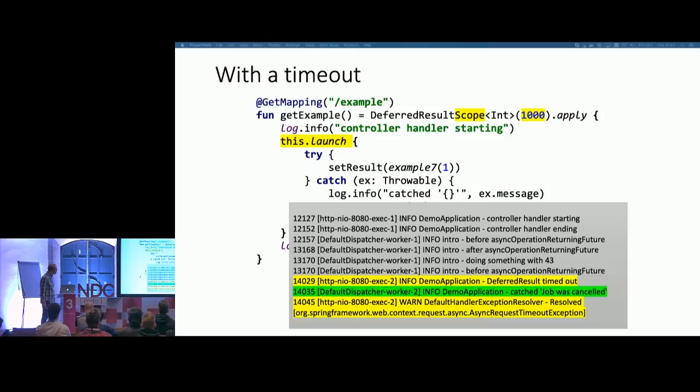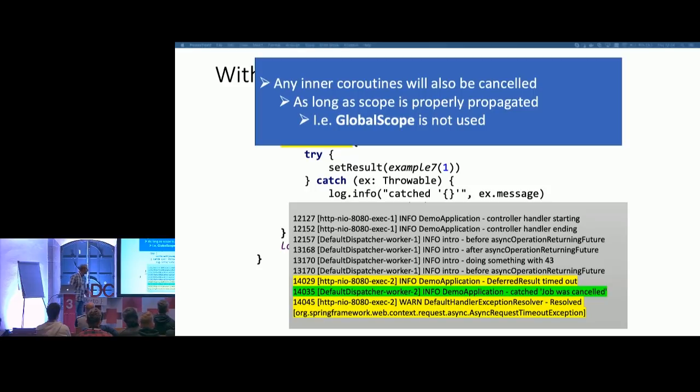And if I look into the logs, what I can see is that on the first yellow line, Spring did timeout. And immediately after, on the green line, I have the coroutine being cancelled and everything stopping in a couple of milliseconds. So all inner coroutines will also be cancelled as long as scope is properly propagated. Namely, as long as global scope is not used.